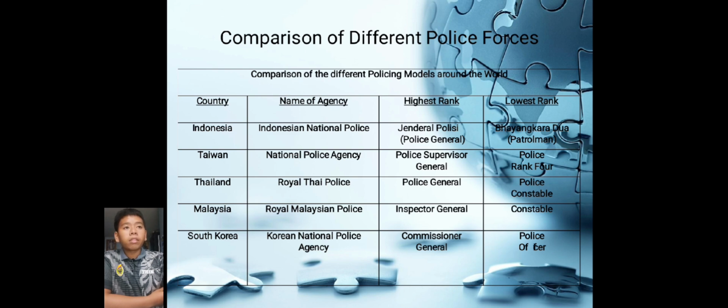Here are the comparisons of different police in different nations. Here is Indonesia, Taiwan, Thailand, Malaysia, and South Korea. And their names of agencies are Indonesian National Police Force, National Police Agency, Royal Thai Police, Royal Malaysian Police, and Korean National Police.